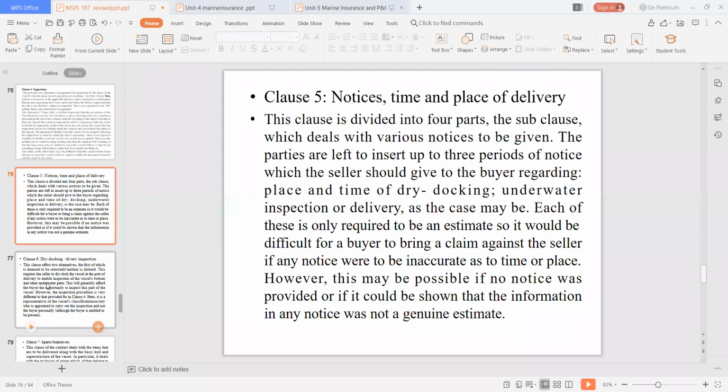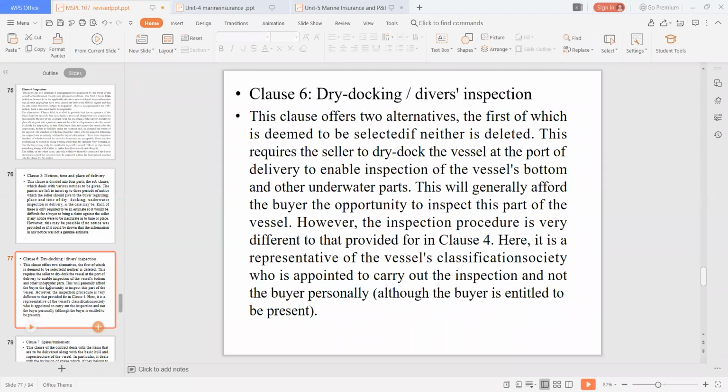Next one, clause 6, dry docking diver inspection. This clause offers 2 alternatives, the first of which is deemed to be selected if neither is deleted. This requires the seller to dry dock the vessel at the port of delivery to enable the inspection of the vessel's bottom and other underwater parts. This will generally afford the buyer the opportunity to inspect this part of the vessel. However, the inspection procedure is very different to that provided in clause 4.